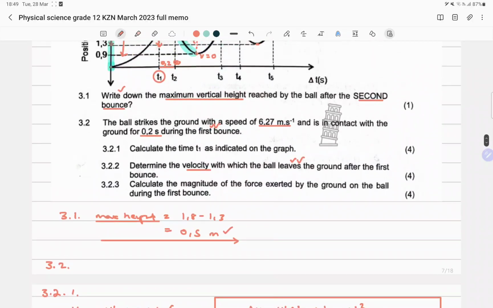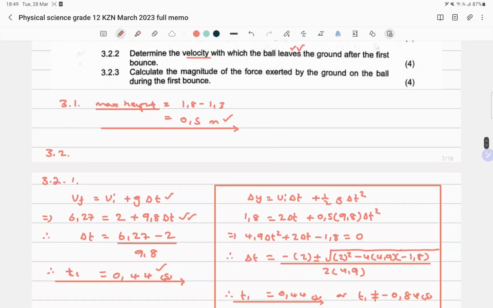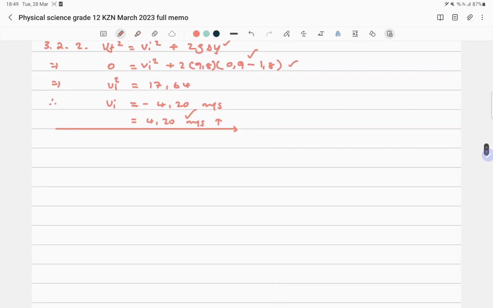That's the story. Now calculate the magnitude of the force exerted by the ground on the ball during the first bounce. Easy stuff. 3.2.3. This is the impulse stuff. So even though you're not in the momentum section, in grade 12 you integrate, so you can't complain and say, no, but we're not yet on the momentum question. It does not matter. This implies now we want the force, the time is 0.2.